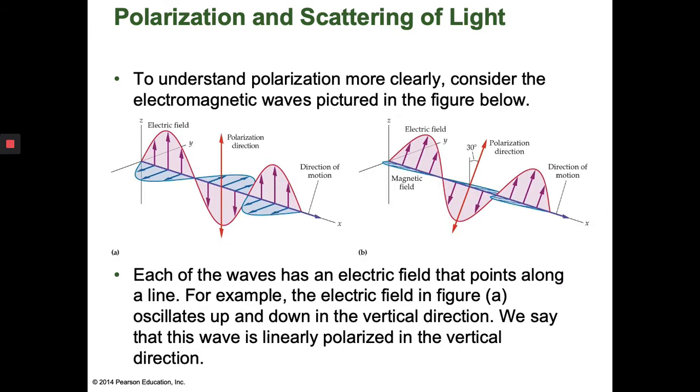So here we have a picture of two different light waves. Picture A has the electric field oscillating up and down in the vertical direction. So we would say that it is linearly polarized in the vertical direction. Picture B has the same type of light wave, but it is polarized at a 30-degree angle. So we can have light waves polarized or moving in all different directions.